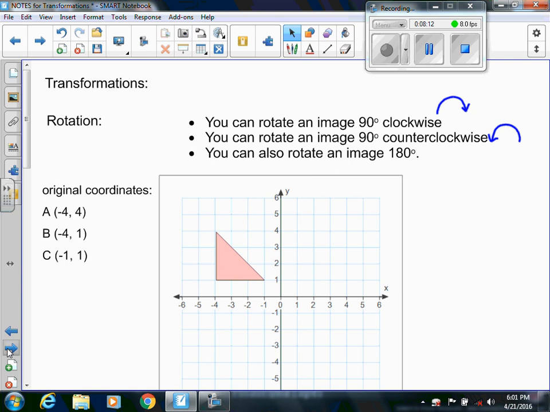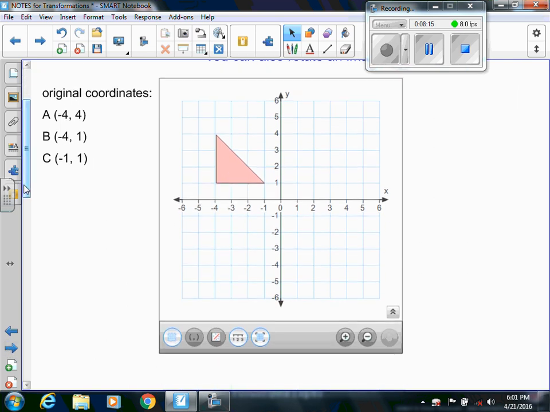So here, my original shape is for a 90-degree clockwise rotation. Okay, so 90 degrees clockwise. Here I'm going to take this shape and literally rotate it 90 degrees clockwise. So that means instead of being here in quadrant 2, it's going to wind up in quadrant 1. The whole shape will wind up in quadrant 1. And to do that, I'm going to show you what it would look like if I were to just move the shape.